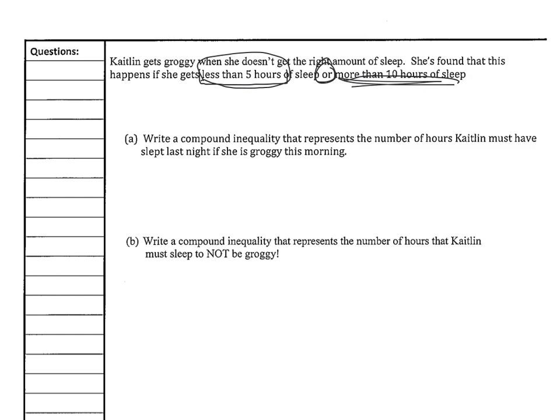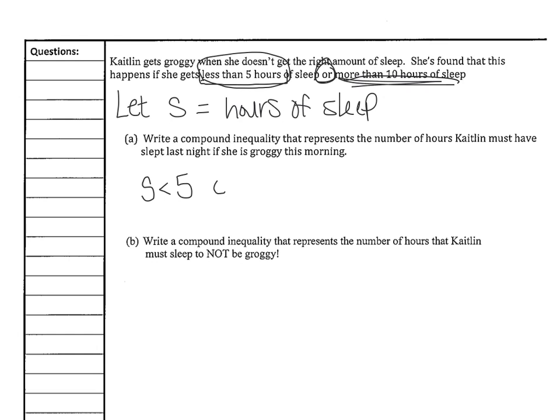So the first thing that we're going to need is some sort of variable. So let's say this. Let S equal the hours that she slept. Hours of sleep. Okay, so remember to name your variable. And so we're going to say she's groggy if S is less than 5, or, so we're going to actually write out the word or, if S is more than 10, so greater than 10.